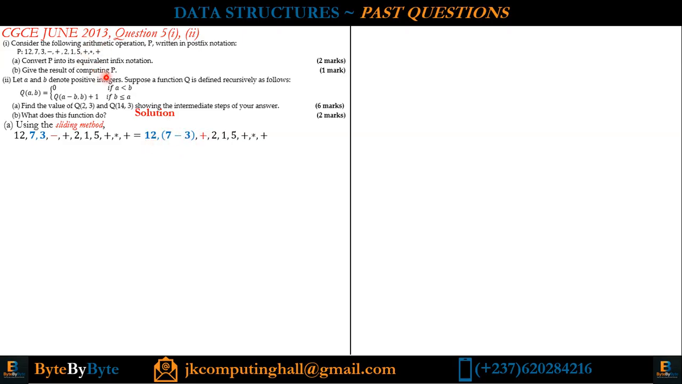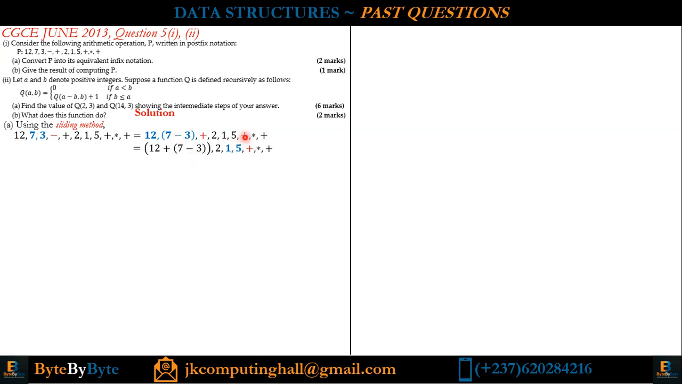Remember that we are converting to infix, we are not evaluating. That is why instead of 4, I am just having 7 minus 3 in bracket. Because if it was evaluation, I would simply have 4. But here we are converting to infix. So after adding, I'm going to have 12 plus, in bracket, 7 minus 3. This is what we have.